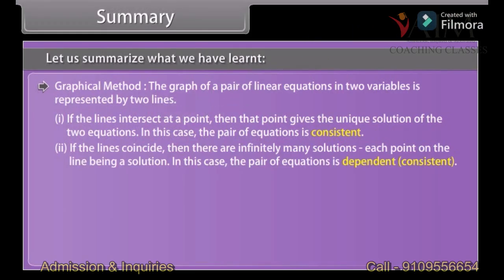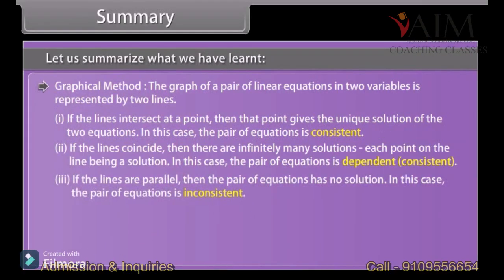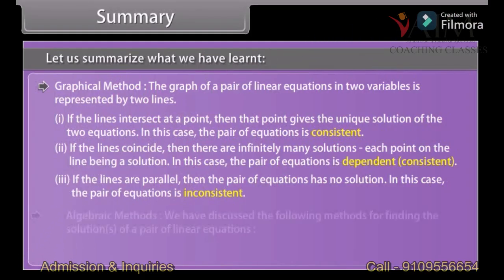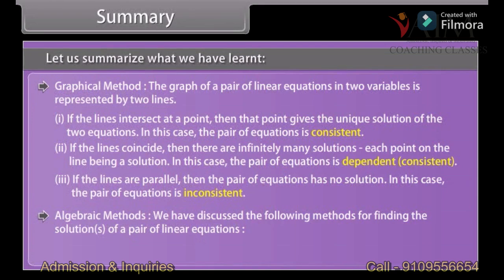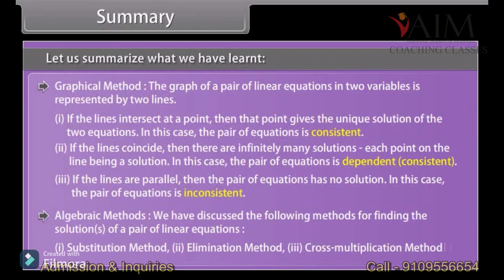In this case, the pair of equations is consistent. 2. If the lines coincide, then there are infinitely many solutions, each point on the line being a solution. In this case, the pair of equations is dependent, consistent. 3. If the lines are parallel, then the pair of equations has no solution. In this case, the pair of equations is inconsistent.